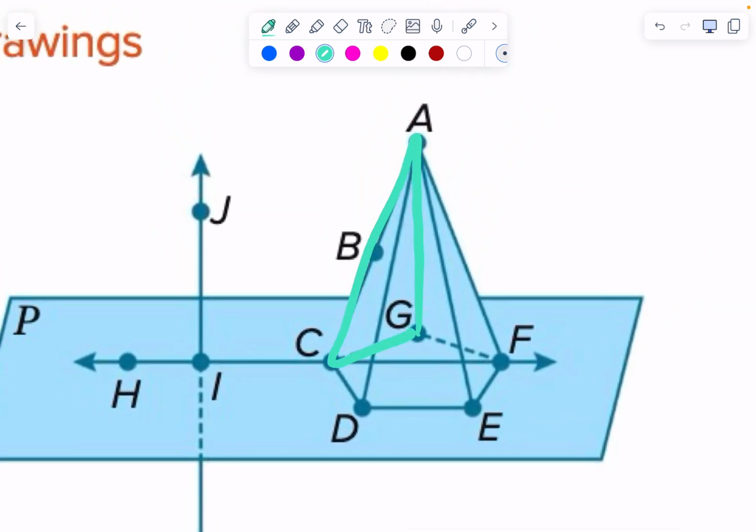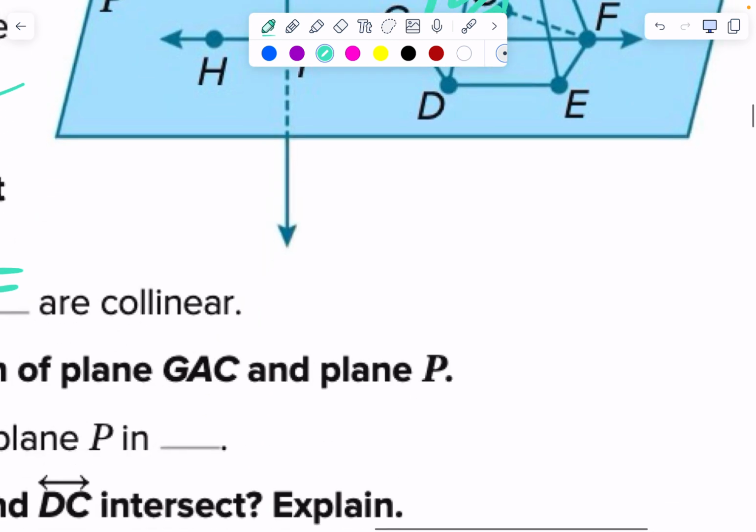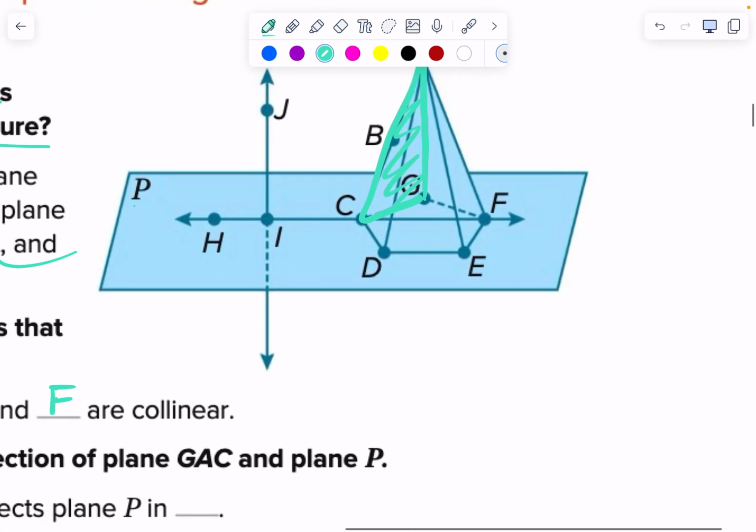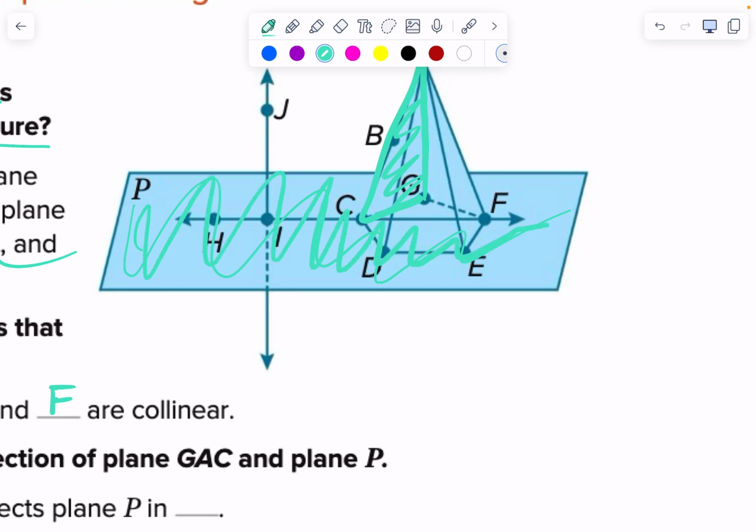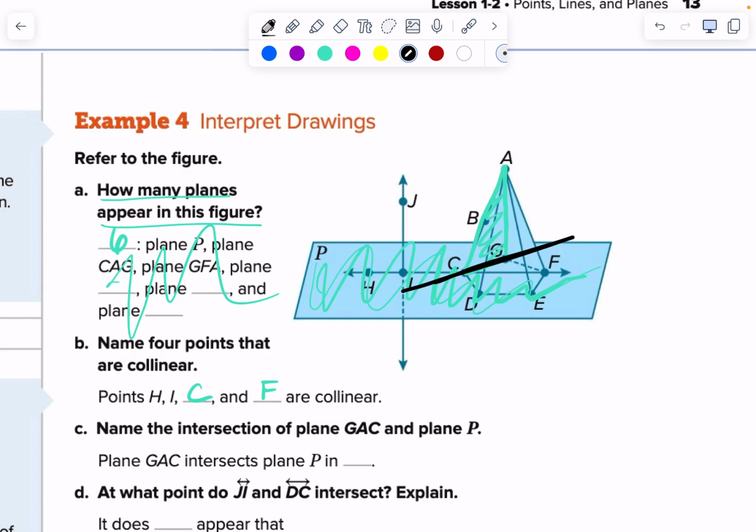GAC is like the back side of that, so this guy back here, and plane P. Do they intersect? The backside plane, the one that I stated, and this bottom surface here, where do they touch each other? At the bottom, which is line CG. They touch at that line CG where they come together, okay?